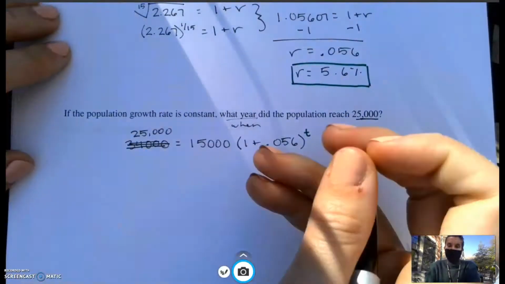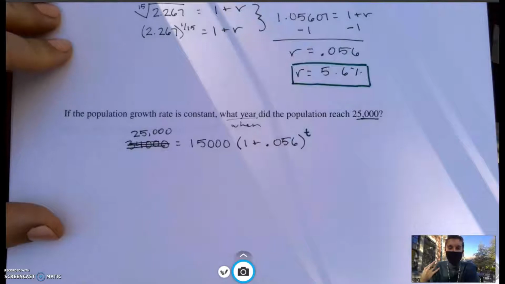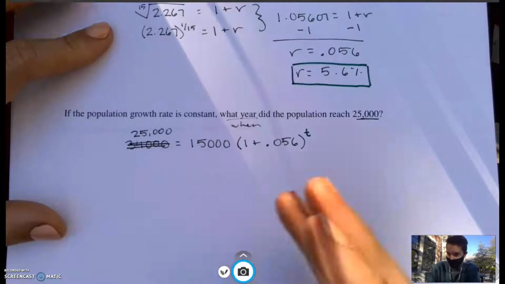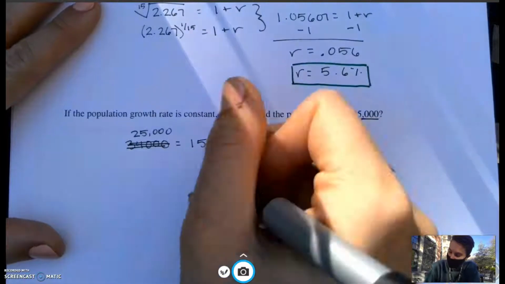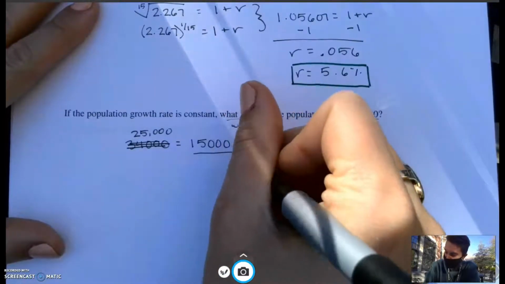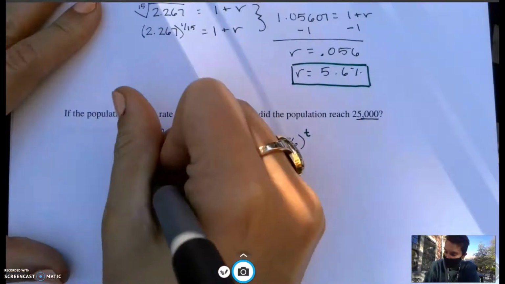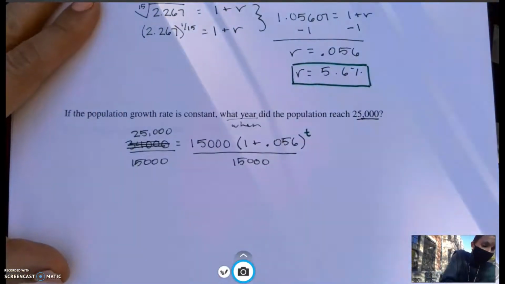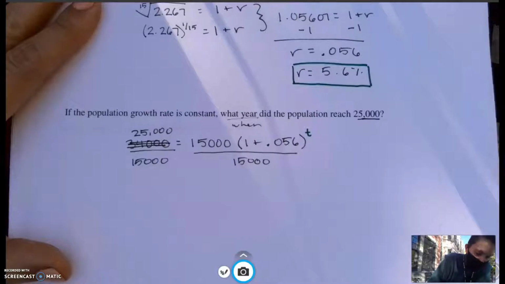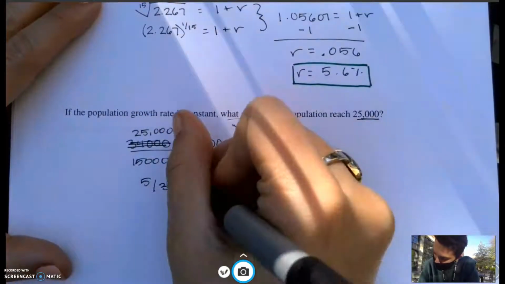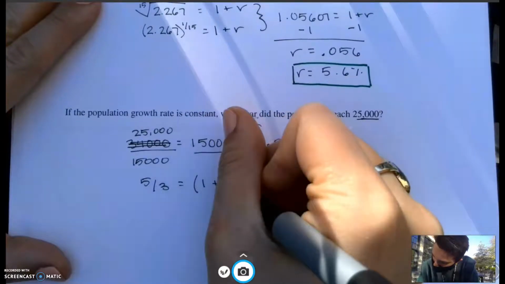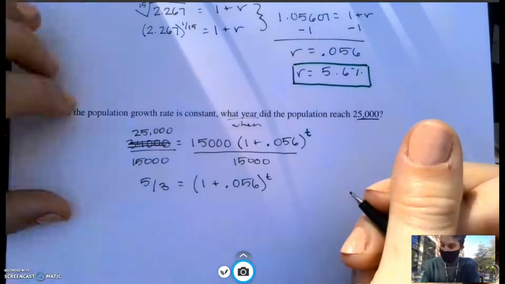So once again, we can solve in our calculator, but now that you understand logarithms a little better, you should also know that we can solve this using our log function. Very first thing we want to do is isolate our t, so we're going to divide both sides by 15,000. 25 divided by 15 equals 5/3. We'll just leave it in that fraction. That's a nice fraction. 5/3 equals 1.056 to the t.